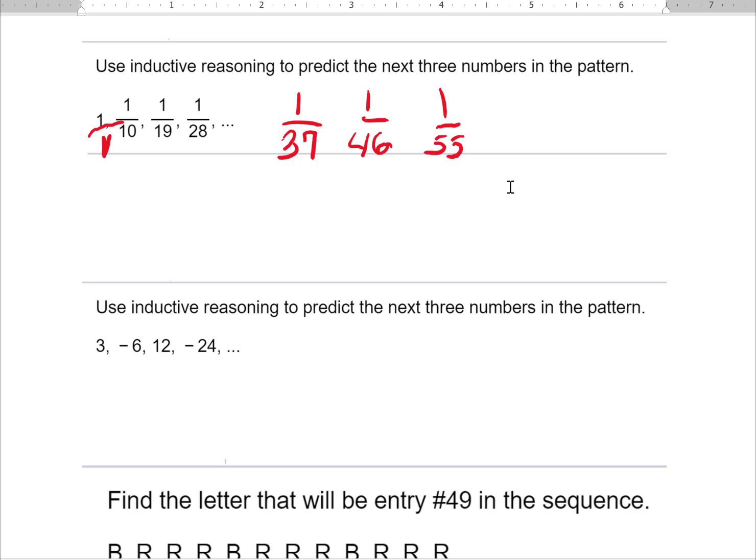So if I multiply -24 by -2, I would get 48. And if I multiply by -2 again, I would get -96. And the next one would be, I believe, 192.